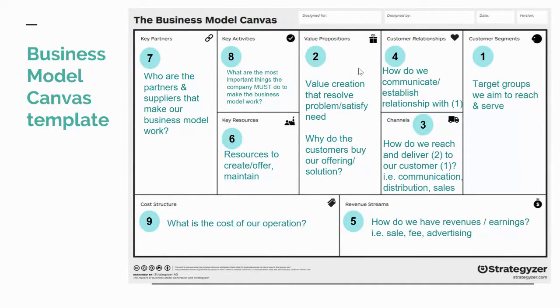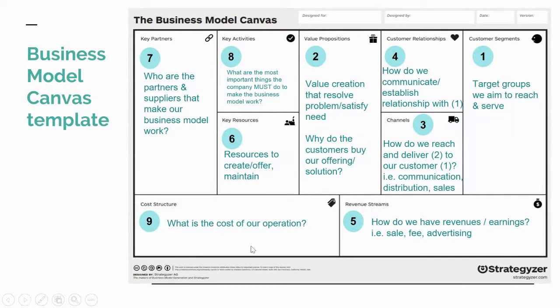Number 8 are key activities. So basically, key activities are what is the most important thing that your company has to do in order for you to have this business work. What is it that you want to maintain in order for this business to work? What is it going to be? Okay. And lastly is the cost structure.